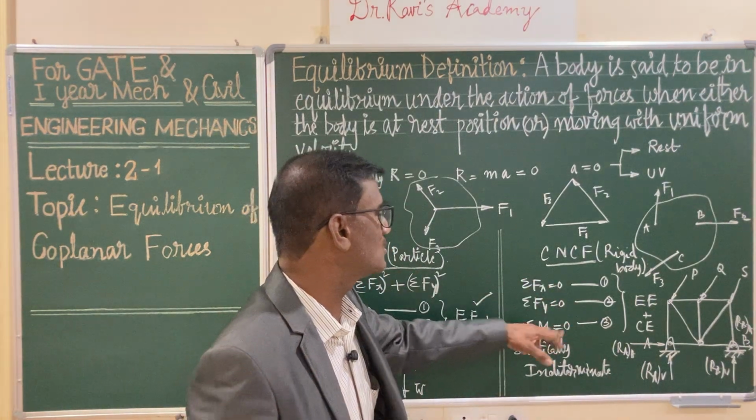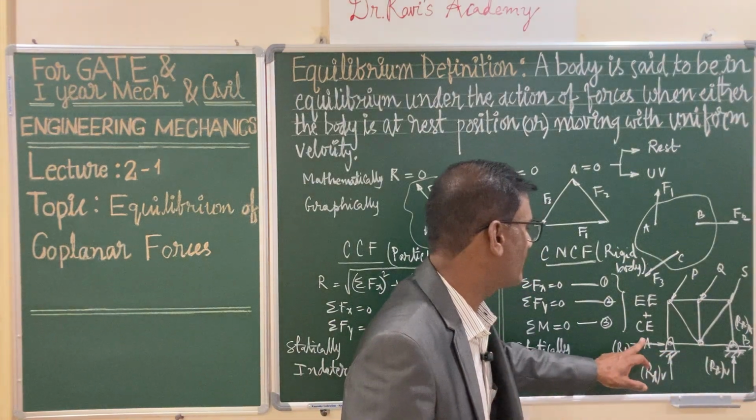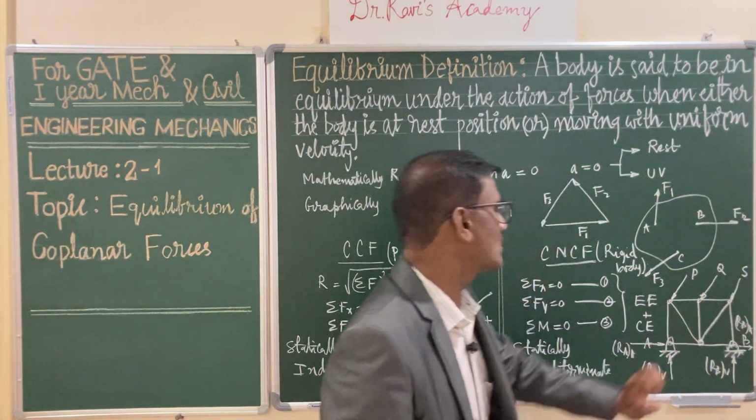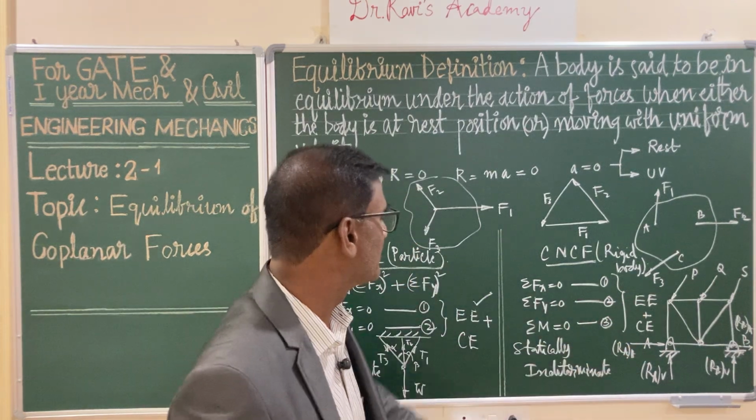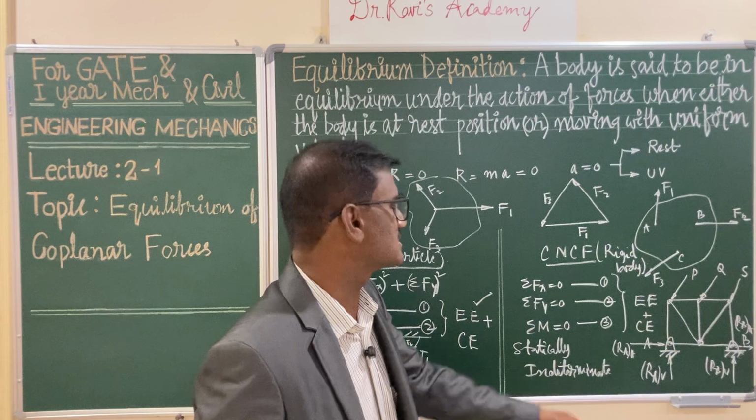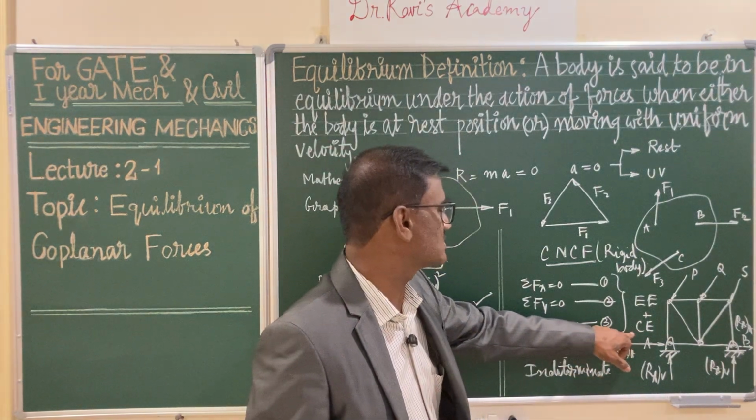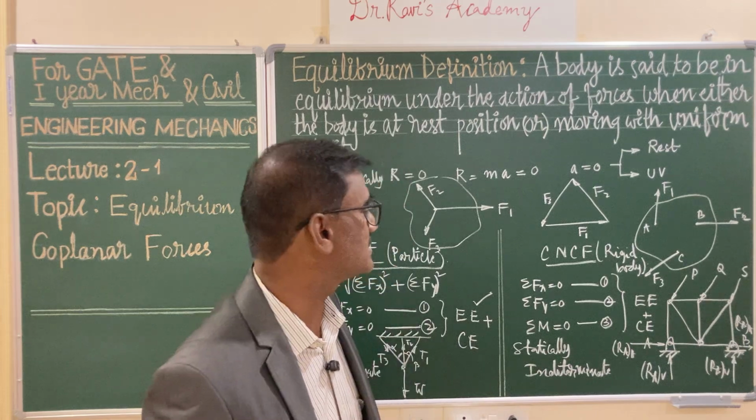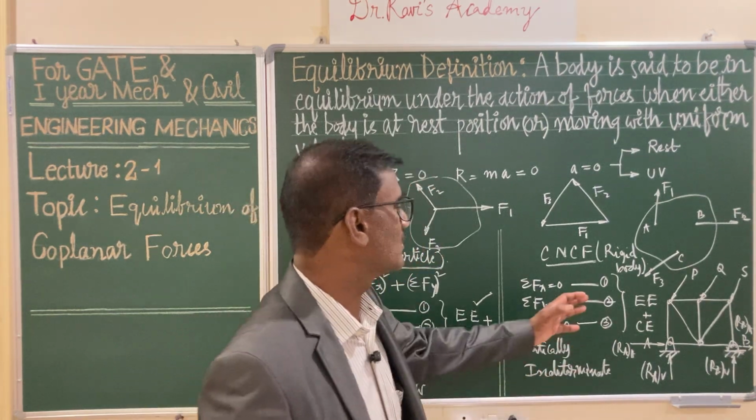If the unknowns are more than three, as in this particular system, where you have 1, 2, 3, 4 unknowns, these 4 unknowns you cannot solve just by using three equations of equilibrium. You need other equations. That equation is called the compatibility equation, and you are going to get it from the strength of materials concept, that is, the geometry of the deformation, so that you can solve for the unknown forces.